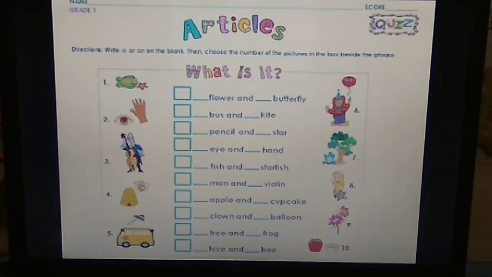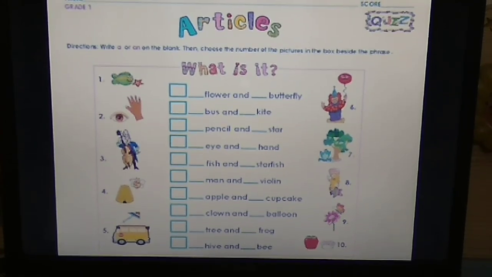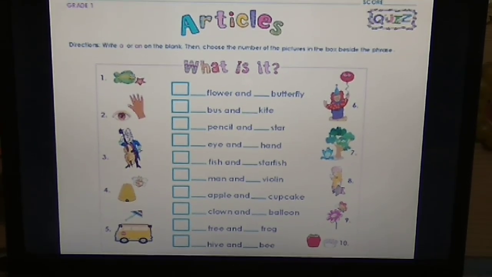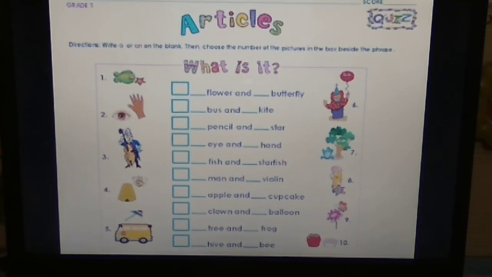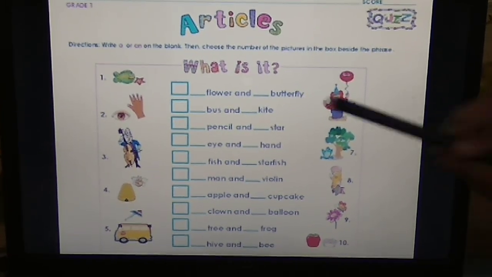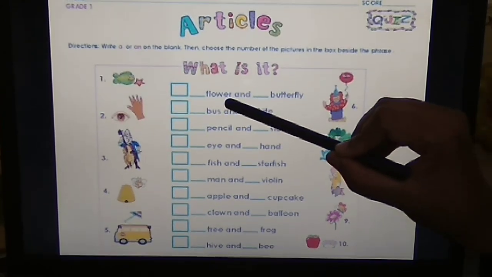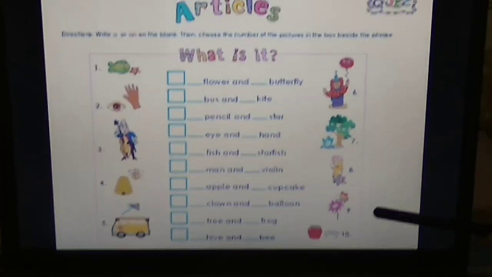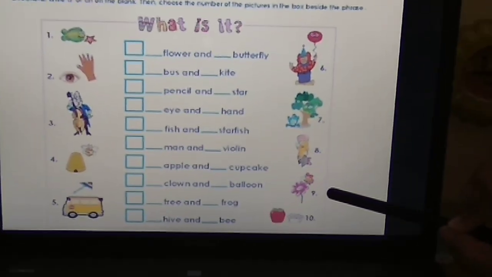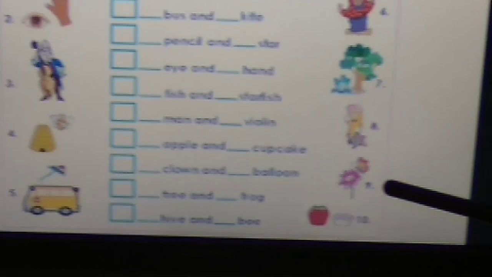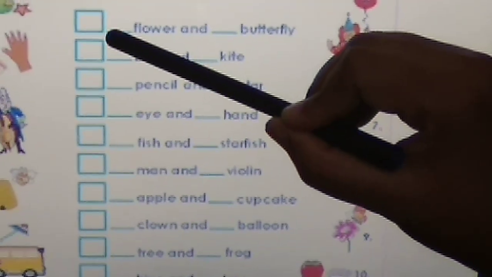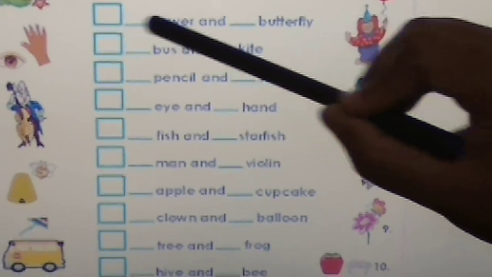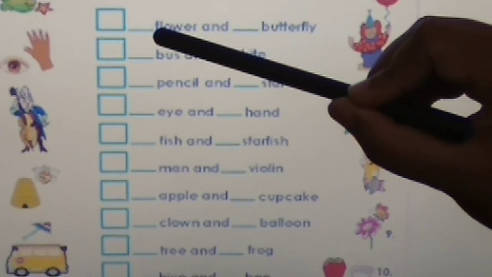Let's do another exercise with the pictures. Find out the pictures also and we are going to place A and N. Now see, first one, flower and dash butterfly. Where can you find the flower? Yes, at number 9. This is the picture of a flower at number 9. So in the box you will write 9 and before flower what will you write?